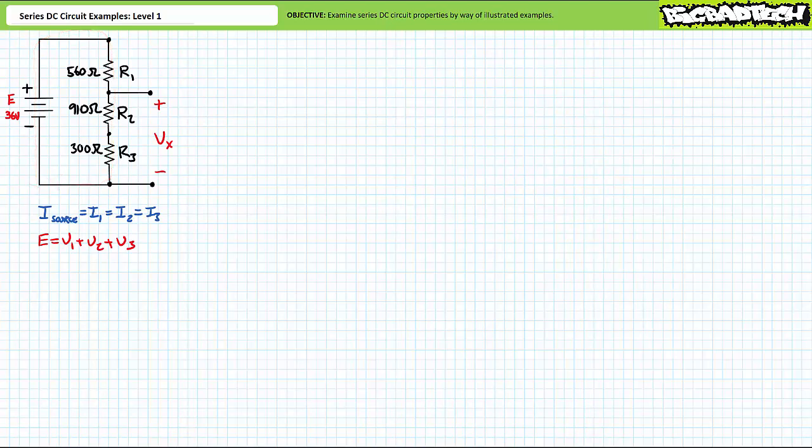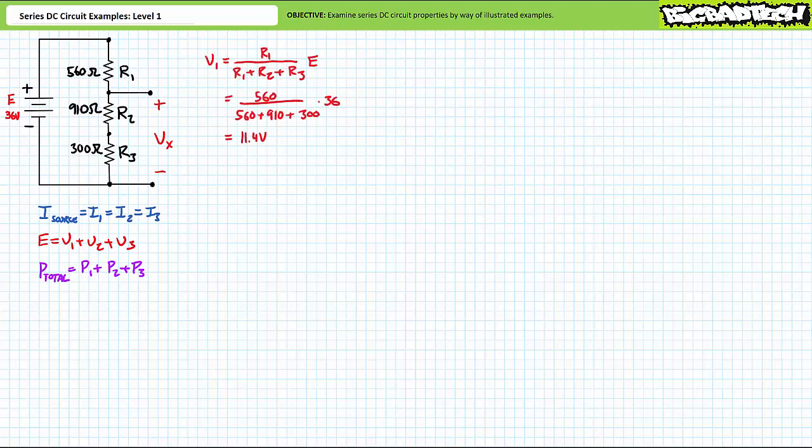Additionally, we should expect the largest resistor in this series circuit to drop the largest amount of voltage and dissipate the largest amount of power. Conversely, we should expect the smallest resistor in this series circuit to drop the smallest amount of voltage and dissipate the smallest amount of power. Finally, power in always equals power out. For this circuit, Pn equals P1 plus P2 plus P3.